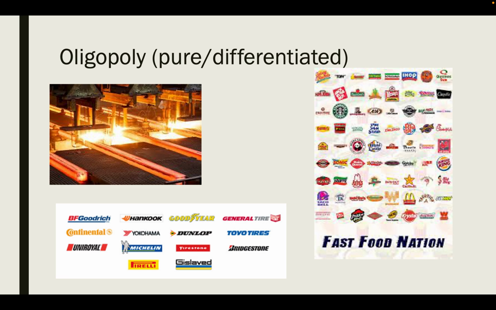Oligopolies, excuse me, there are two different types of oligopolies. Pure, that just means their products are identical. They are homogeneous. And then you have differentiated oligopolies, which means they make their products look different.